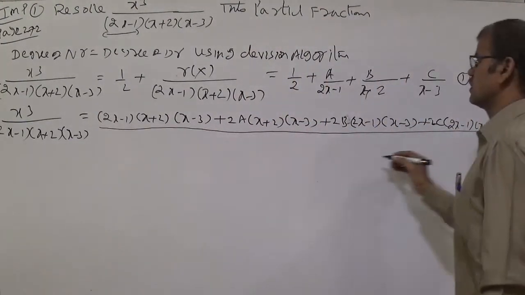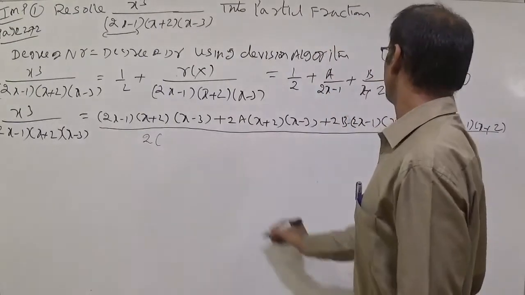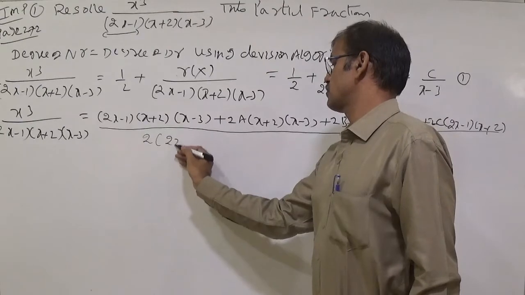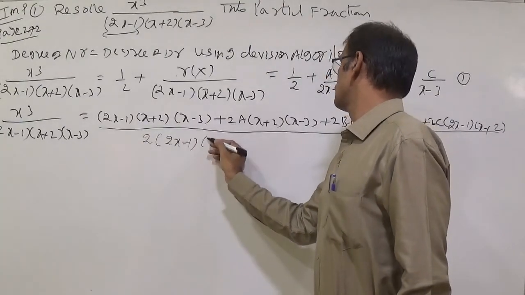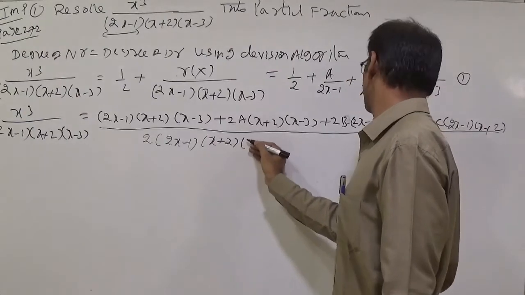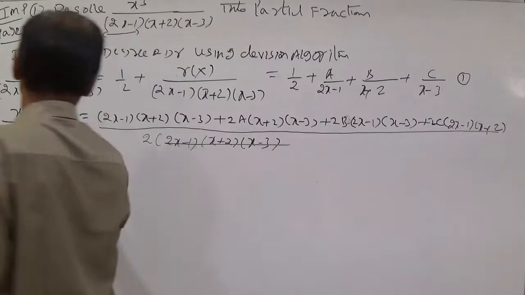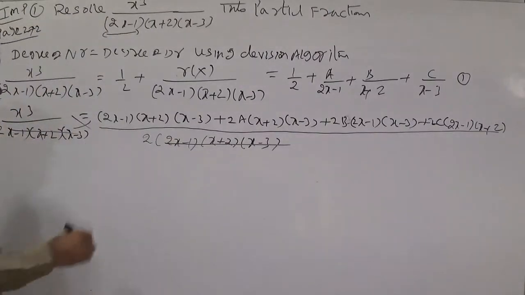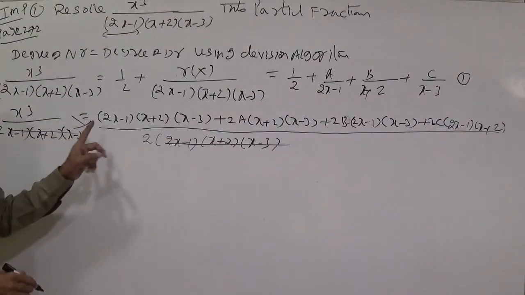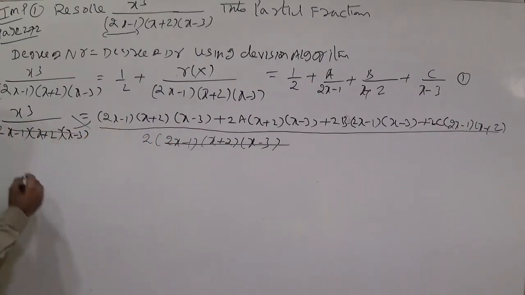The denominator is 2 into 2x minus 1 into x plus 2 into x minus 3. This will be getting cancelled. This 2x cube taken this side. So now you put x is equal to 1 by 2, from the zeroth polynomial you can write x is equal to 1 by 2.